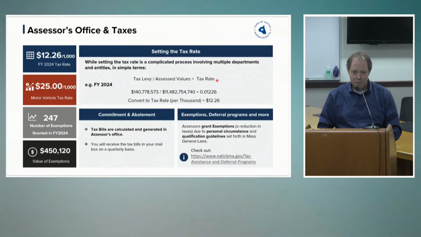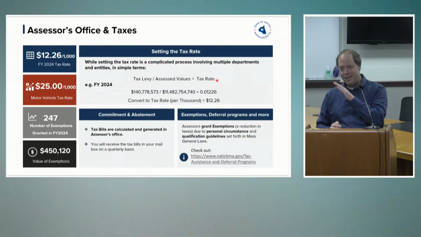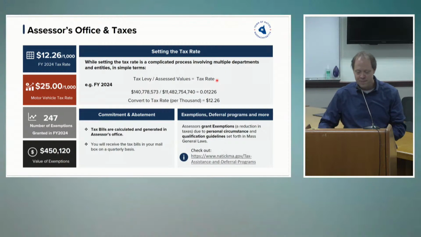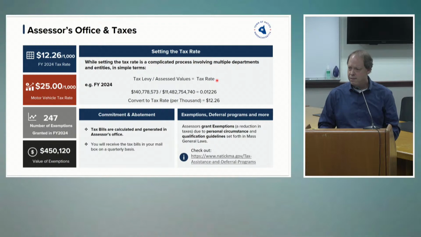My favorite example is if the market absolutely crashed overnight and I had to lower every single value in the town, our current tax rate of $12.26 per thousand would be doubled, and it would be $24.52, and everyone would have the same exact tax bill even though the values were 50% lower. So it's a little bit of a misnomer that raising values equals increased taxes. So again, $12.26 is our tax rate, and there is a $25 tax rate on the motor vehicle excise, and we already discussed how the valuation of that works.